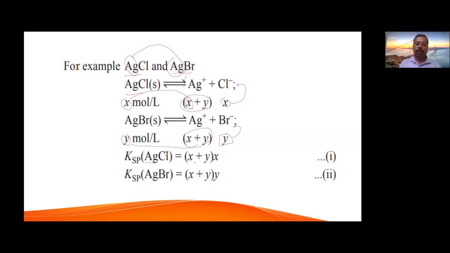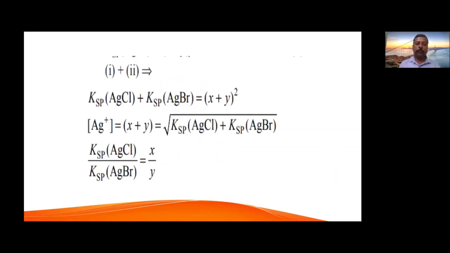Now you have to divide both of them, then you will get the final answer. See, when you divide both of them, then you will get the simultaneous solubility.